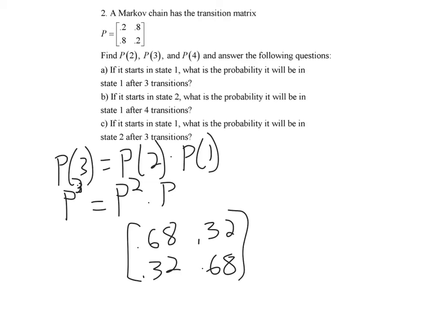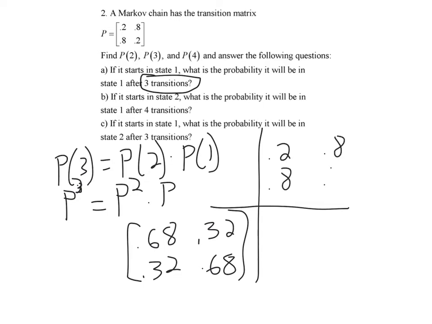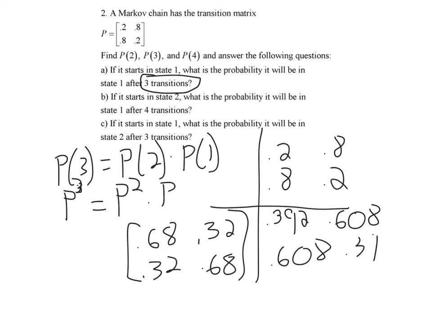To find P3, so that's going to be for after 3 transitions, multiply P2 times P. So we do that, you should end up with 0.392, 0.608. This one is also 0.608, 0.392.